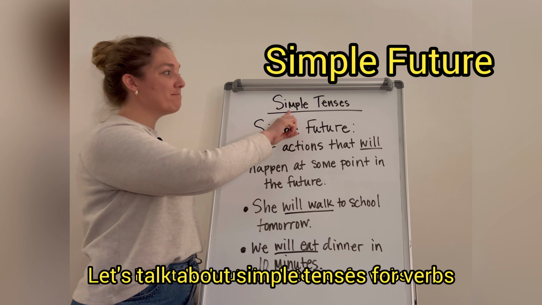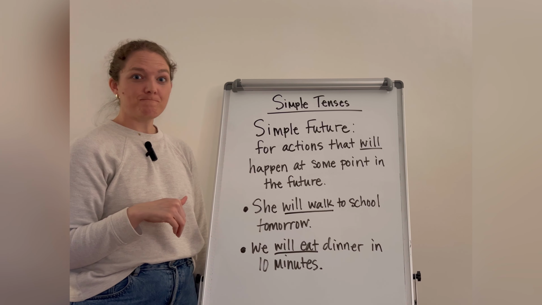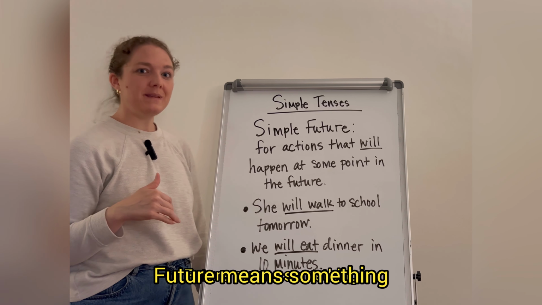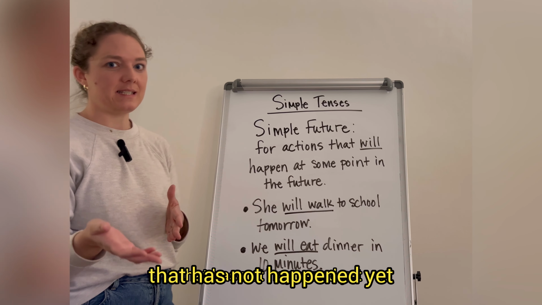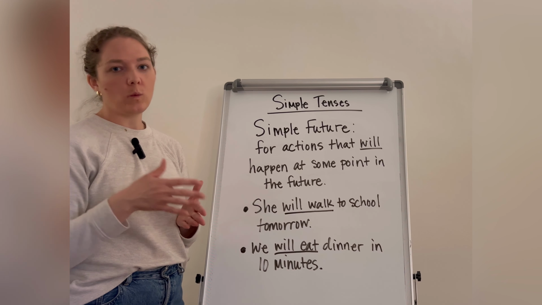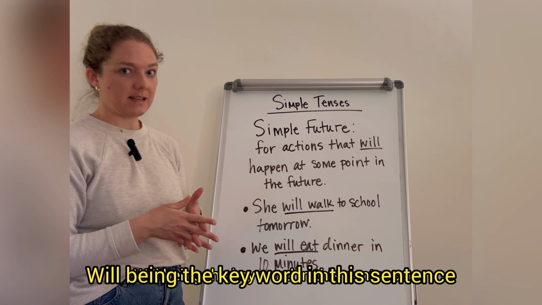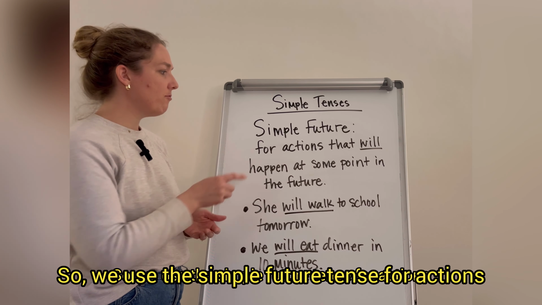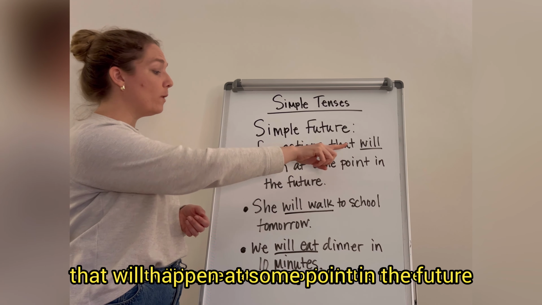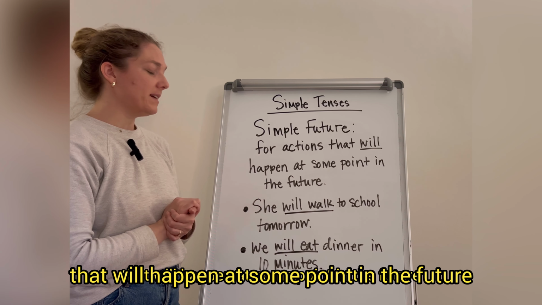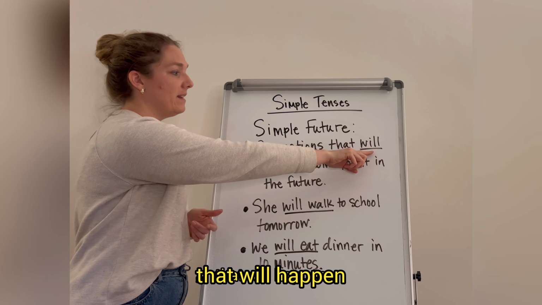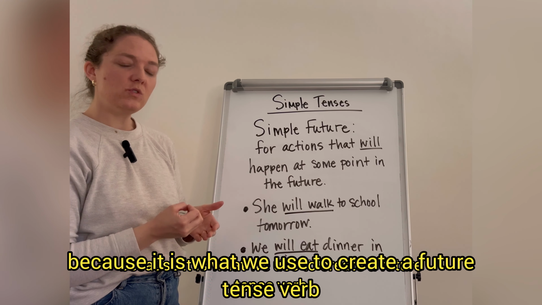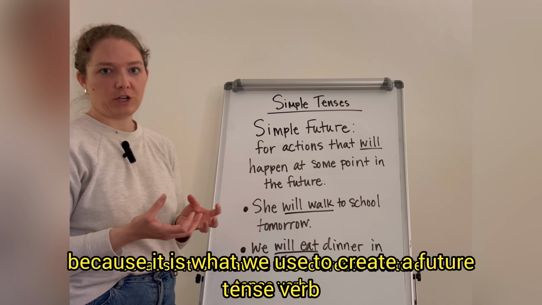Let's talk about simple tenses for verbs. This tense is simple future. Future means something that has not happened yet, but will happen. Will is the key word in this sentence. We use the simple future tense for actions that will happen at some point in the future. Will is a key word because it is what we use to create a future tense verb.